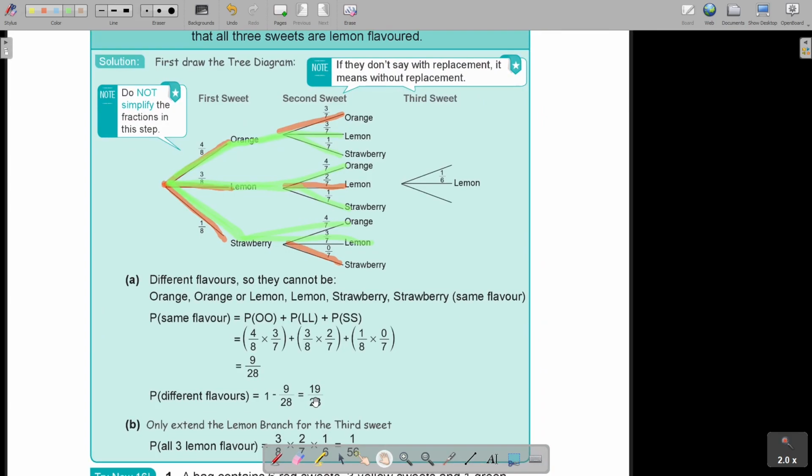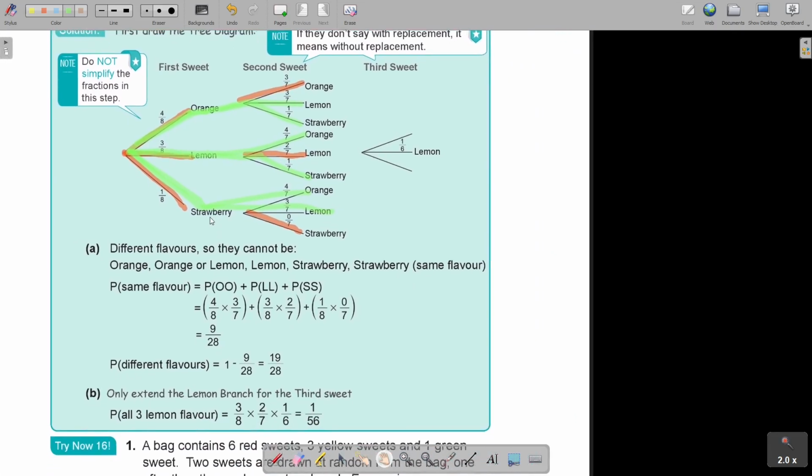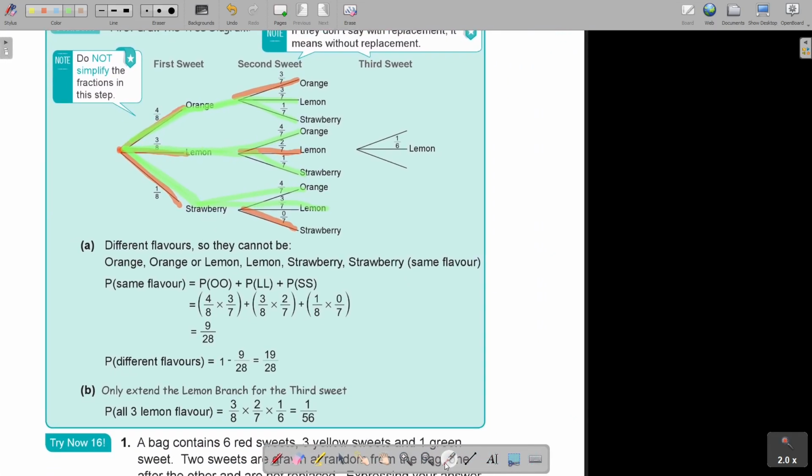Or you can say, okay, I'm going to work out the same colors: orange, orange, lemon, lemon, strawberry, strawberry. So I work out the red. Do you see? Can I just show you? Those were the red lines, the 3 different red lines. And then I add it up.